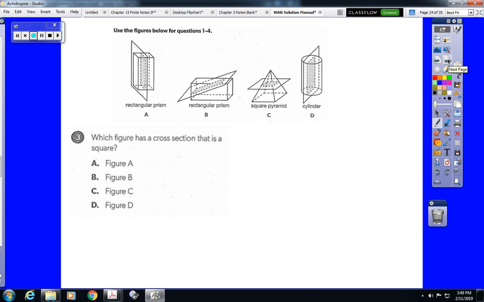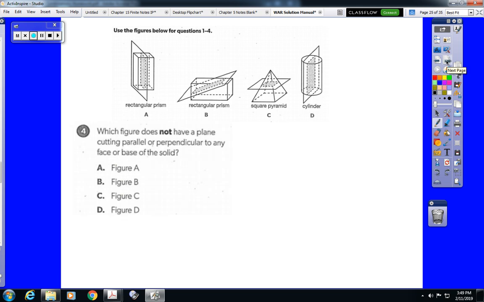Third question says, which figure has a cross-section that is a square? The answer to that is figure C would be a square, because the base of the pyramid is a square. So any cross-section parallel to the base would also be a square. Finally, which figure does not have a plane cutting parallel or perpendicular to any face or base of the solid? The only one of these 4 figures that's being cut at an angle is figure B.